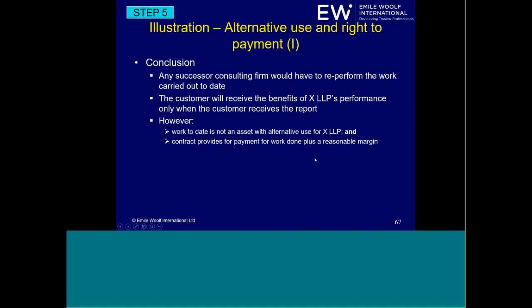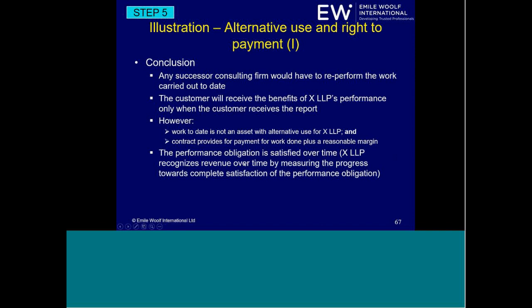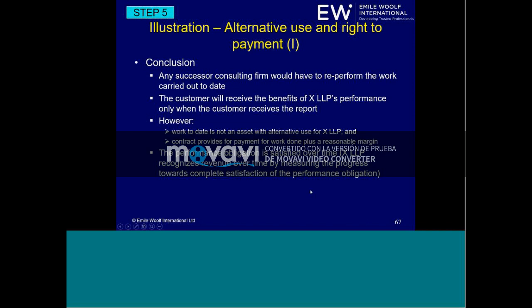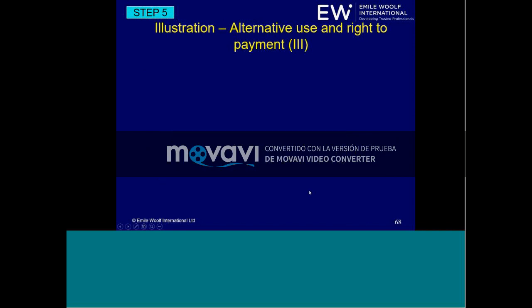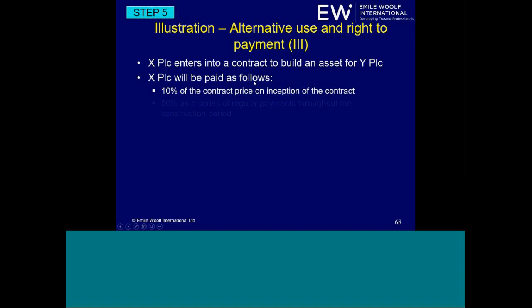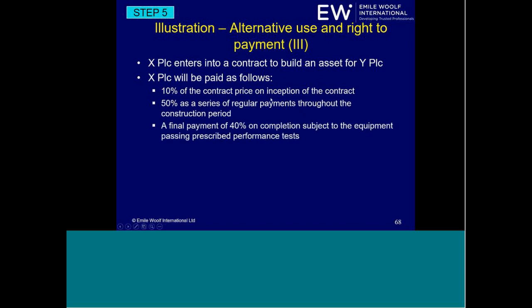Contract to build an asset for Y. 10% at inception, 50% as a series of regular payments, and 40% on completion, subject to the equipment meeting certain performance tests. The payments are non-refundable.